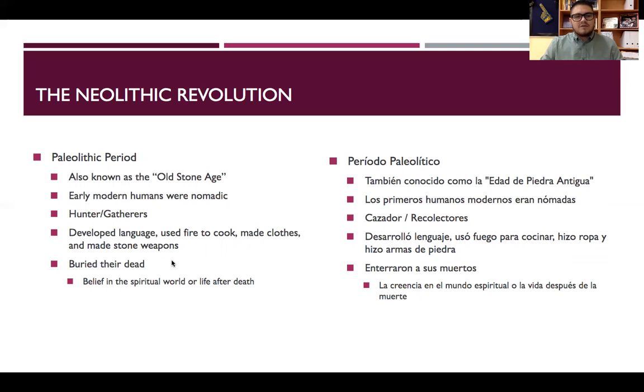Now, in this period of time, humans developed language. They used fire to cook. They made clothes and made some stone weapons, right? Now, all of these things are very, very important in the development of the human as we know it today, especially the second one, used fire to cook. That's going to be huge, right?